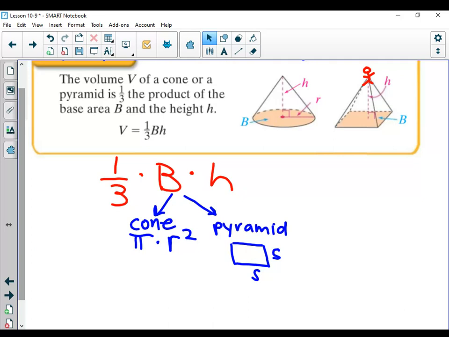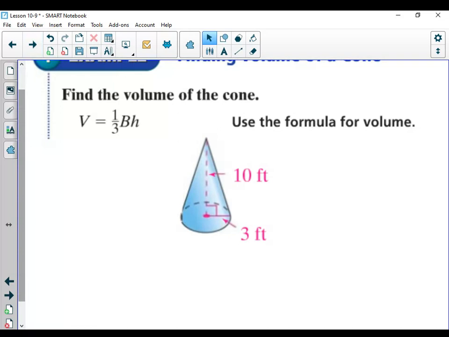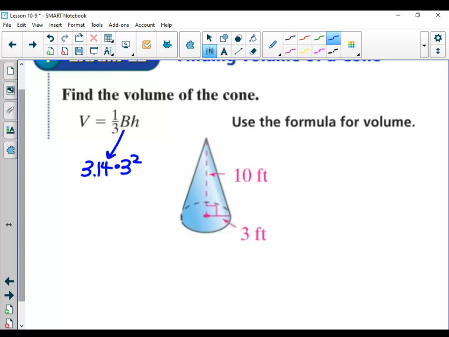Okay, so if we look at box number 1, I have a cone, and for a cone, capital B turns into pi r squared. Sounds like area to me. The height through the middle to the top, 10. And then you put a third in front.